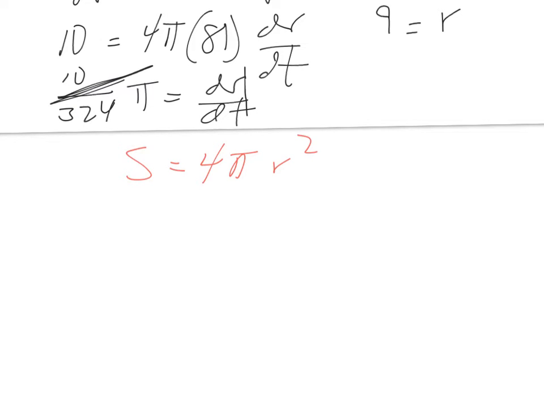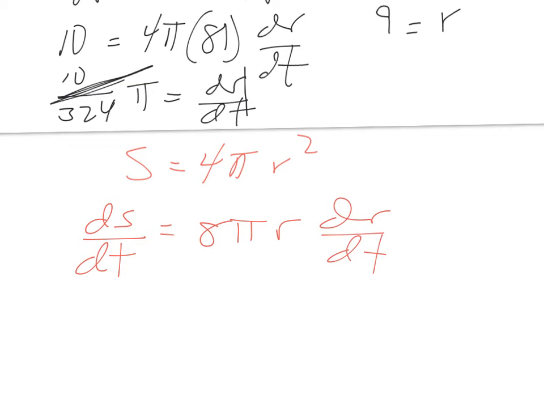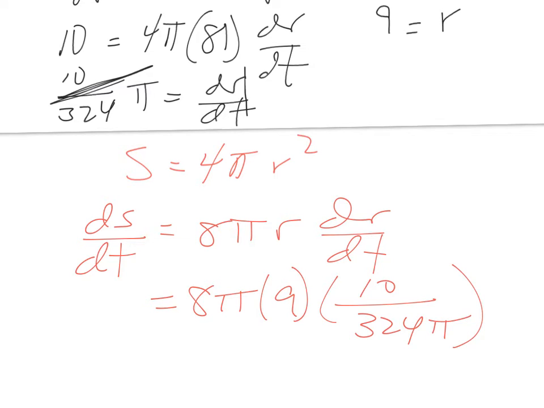Okay, so we have our surface area right here of 4 pi r squared. If you need that tomorrow, I'll give it to you. We're going to take the derivative of that, so we have dS/dt is equal to 8 pi r dr/dt. So we'll plug in our values. We have 8 pi, r we know is 9, and dr/dt we have is 10 divided by 324 pi. And that is dS/dt.